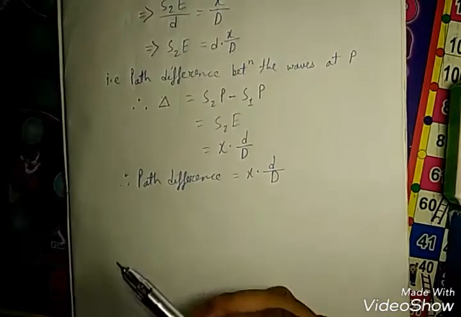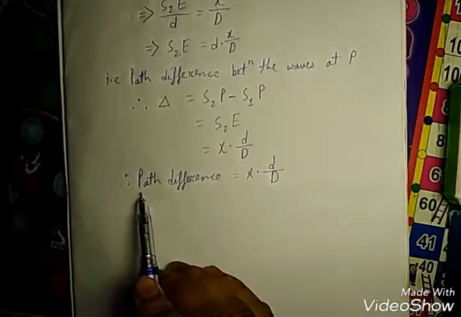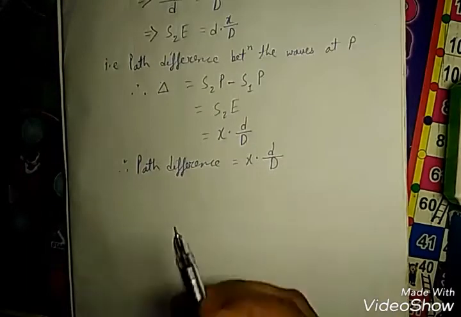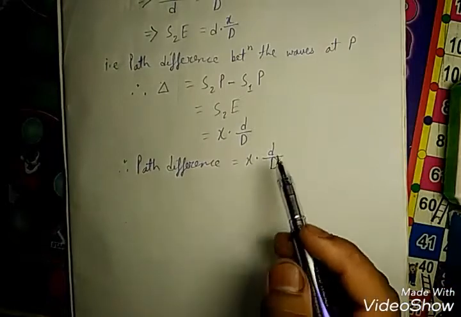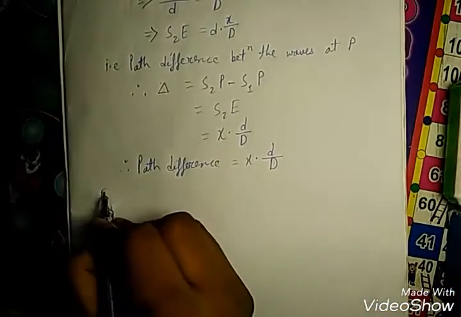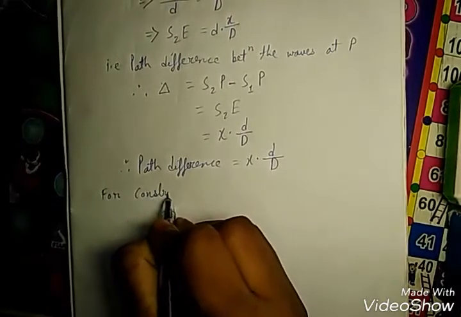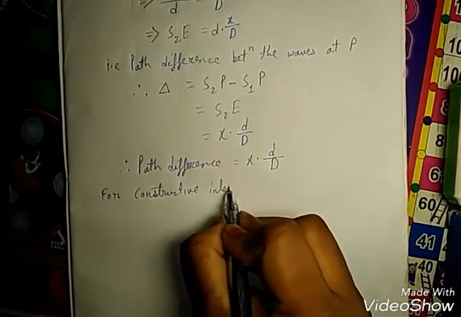So we know that the nature of the fringes at P will depend on the path difference. Now we will find the fringe width for this path difference. Now for constructive interference.